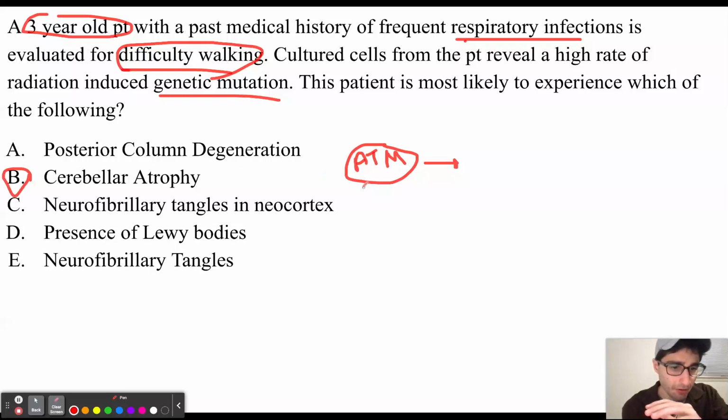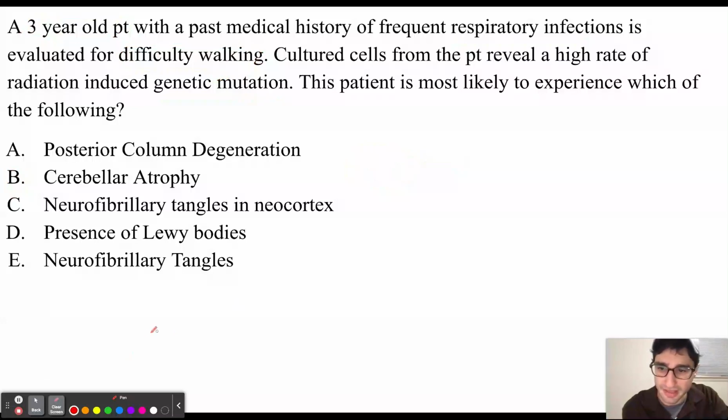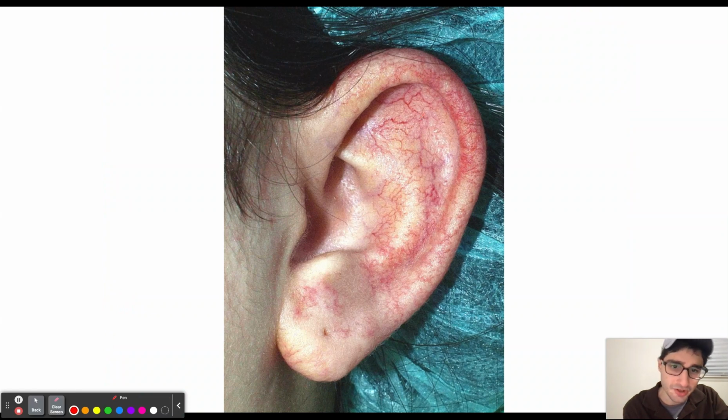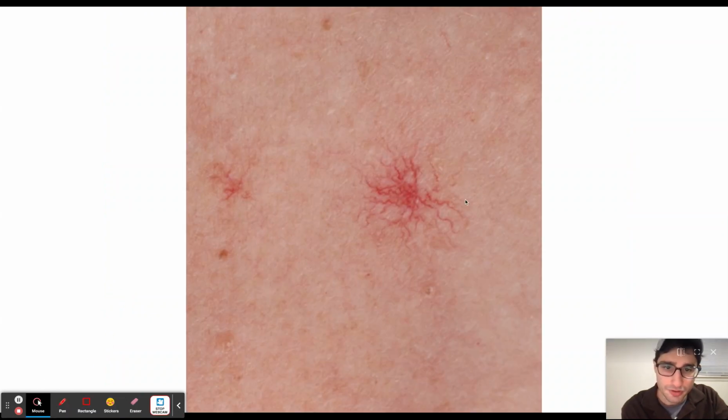The telangiectasia part in the name of the disease is going to be referring to the dilation of blood vessels that we see in these patients. So here, there's going to be dilation of the blood vessels that we see. In this picture, we see dilation of blood vessels within the ear, and we also see dilation in the skin. These are going to be spider angiomas.